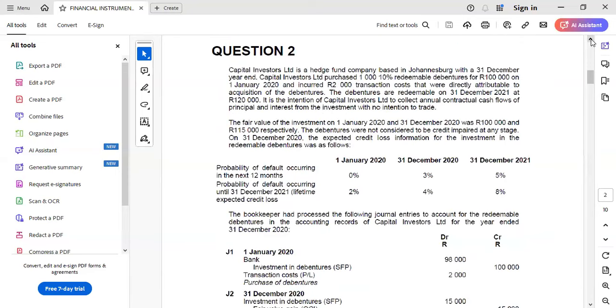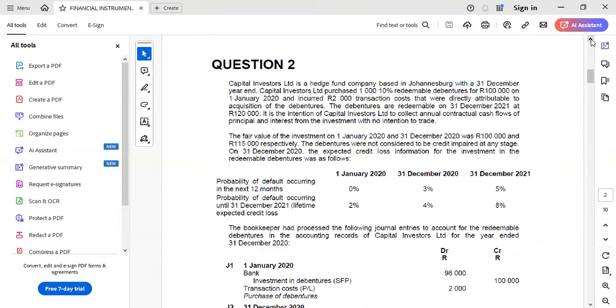Right. Capital Investors Limited is a hedge fund company based in Johannesburg with a 31 December year end. Capital Investors Limited purchased 1,000 10% redeemable debentures for 100,000 on 1 January 2020 and incurred 2,000 transaction costs that were directly attributable to the acquisition of the debentures. The debentures are redeemable on 31 December 2021 at 120,000.